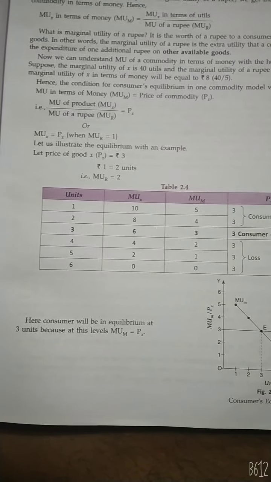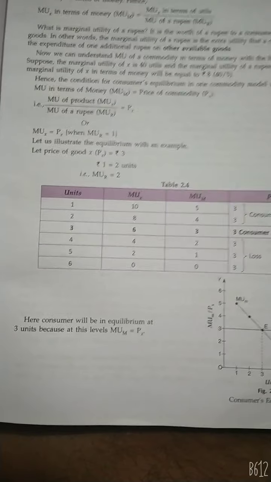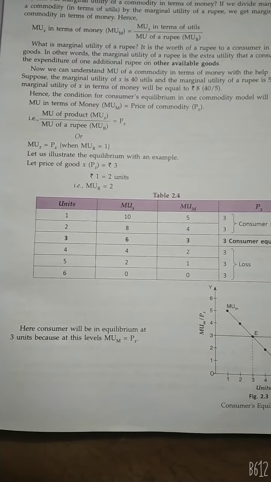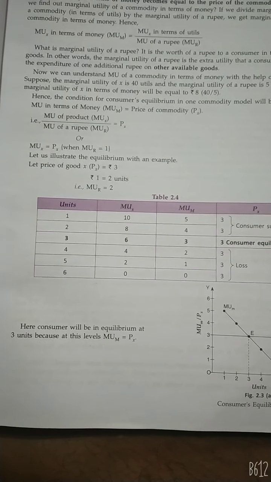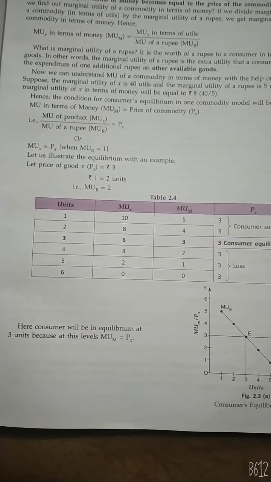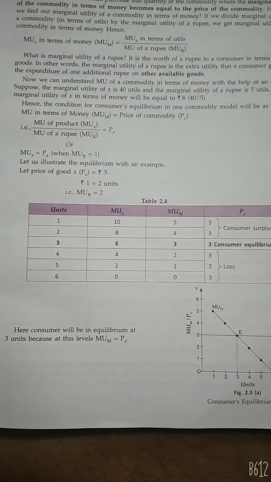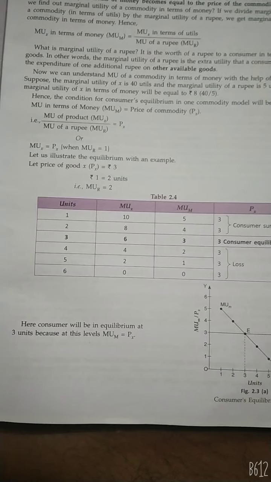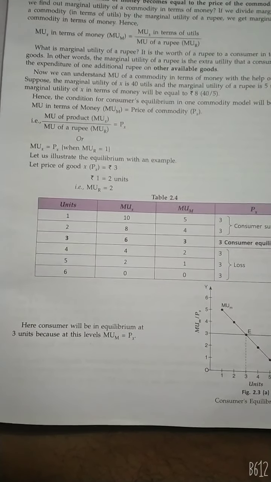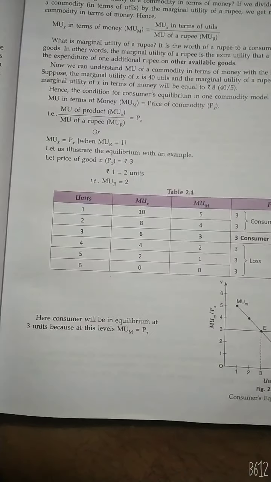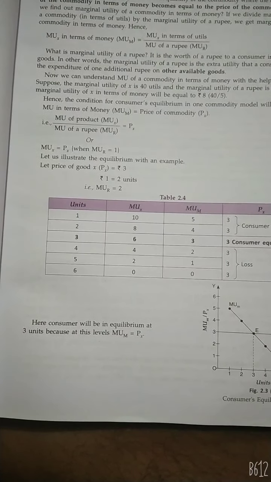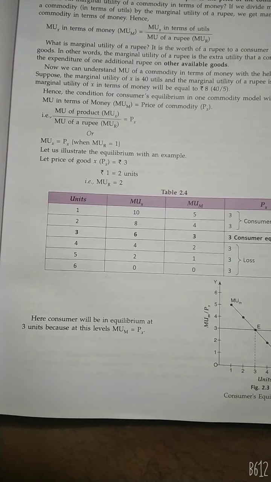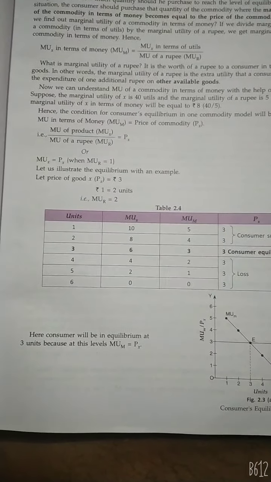Here we get the consumer equilibrium at the third unit, because at this level MUM is equal to PX, meaning the price 3 is equal to MUM. After the fourth unit he gets MUM 2, the fifth unit 1, and the sixth unit 0. So we can say the consumer will be in equilibrium at unit 3, because at this level MUM is equal to PX. Thank you.